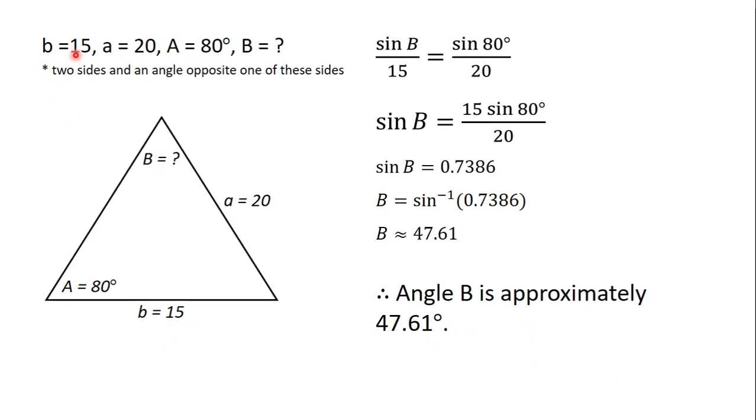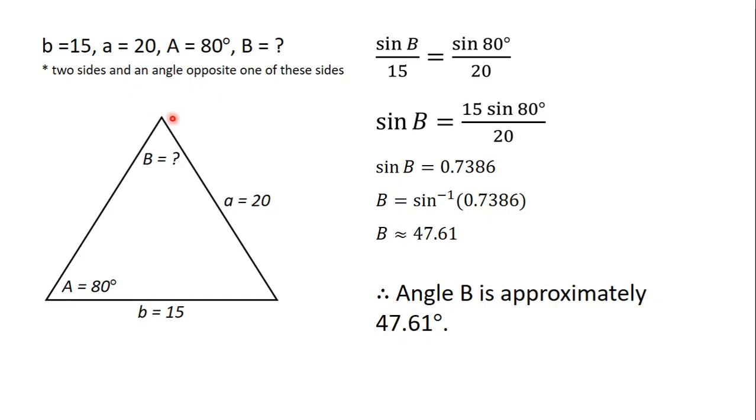Side b is equal to 15, side a is equal to 20, angle A is equal to 80 degrees. What is the measurement of angle B? In this example, two sides are given. These sides are side b and side a. And an angle opposite to one of its sides is also given, and that is angle A, which is the opposite of side a.